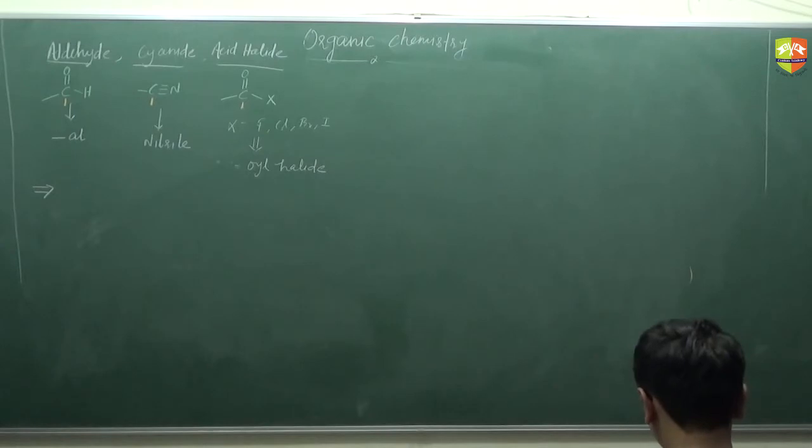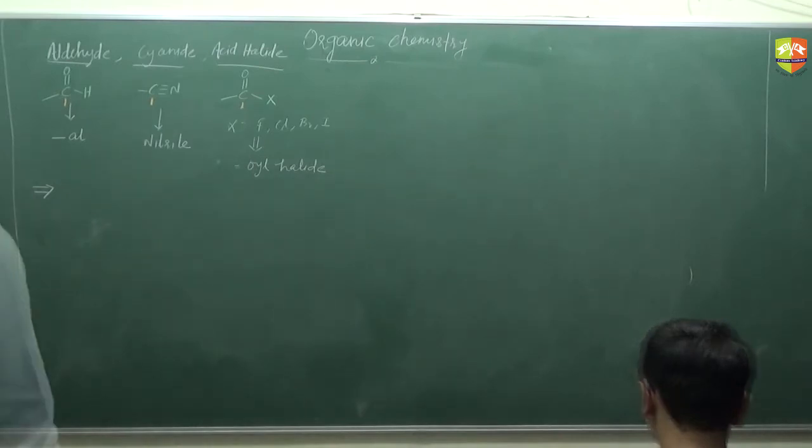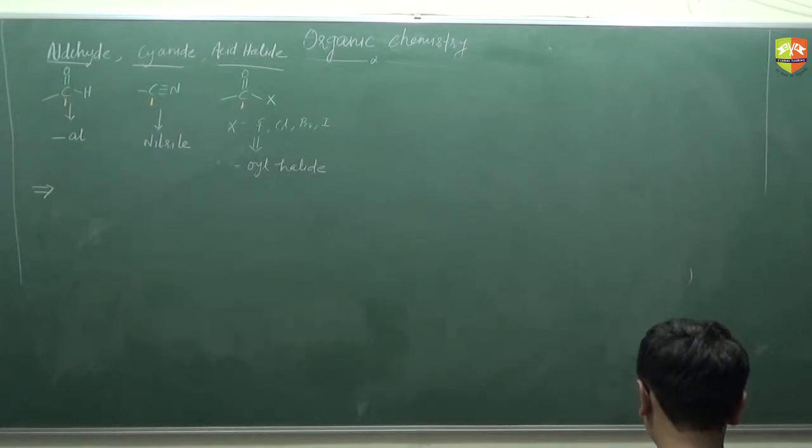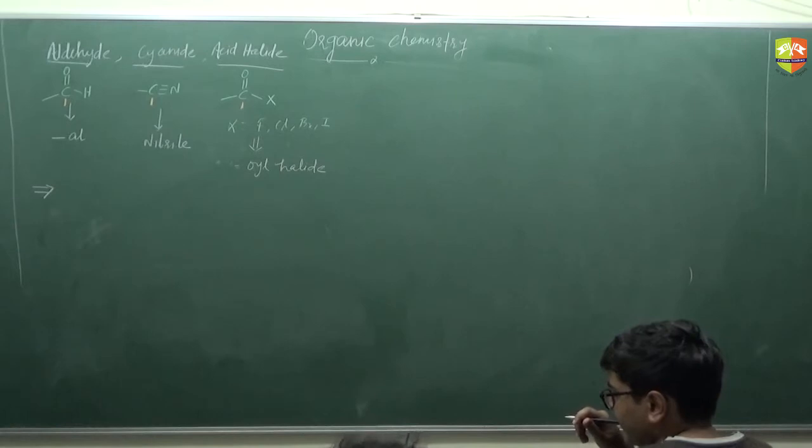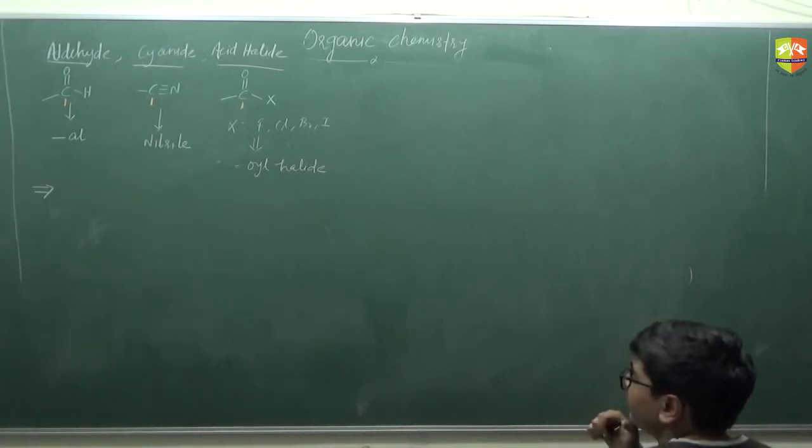Write down: in all these functional groups, we include the carbon atom of the functional group into the parent chain, and the position of the carbon atom of the functional group is always one. First position. We start numbering from that carbon itself.